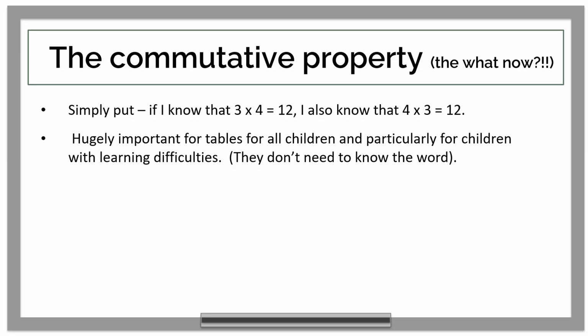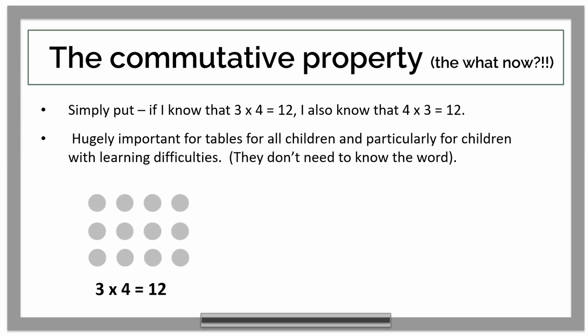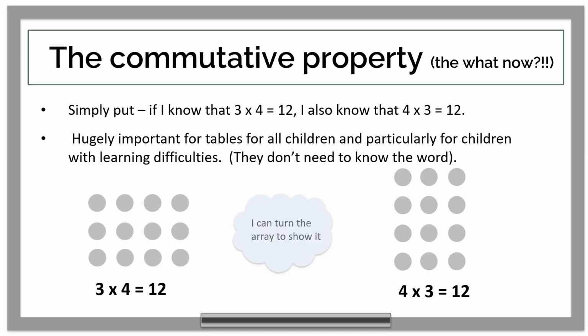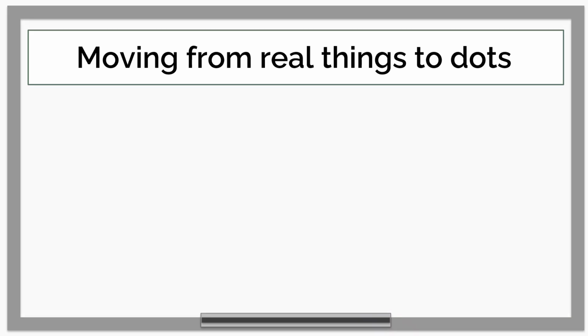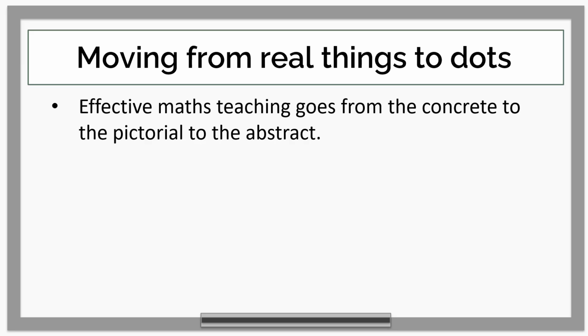They don't need to know the word commutative, but they just need to know that if I turn the array, I can change the order of the sum. If I know 3 by 4 is 12, and I turn it, I can see 4 by 3 is also 12.